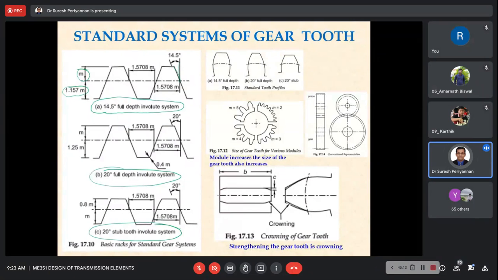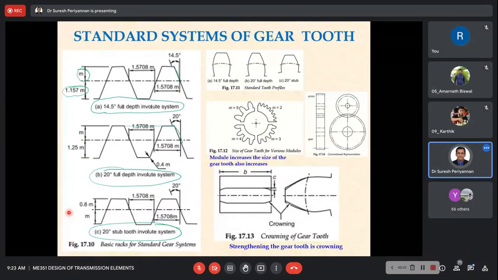Okay, full depth involute system. Now, the 20-degree full depth involute system. See here, the dedendum dimension is 1.25 times the module. Now, the stub tooth involute system. Here, the dedendum size is one module, but the addendum size is 0.8 times the module.